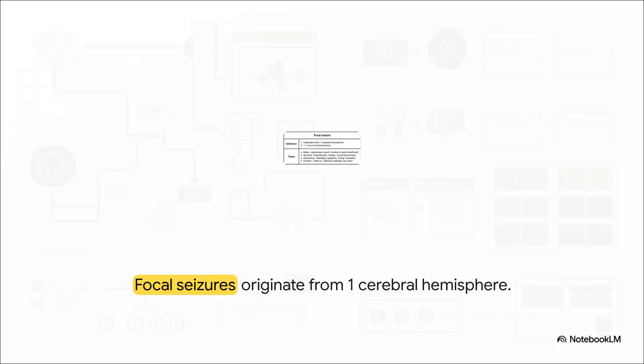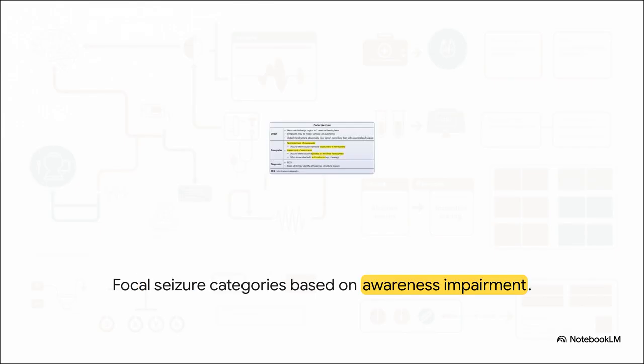Now we'll look at focal seizures. These originate from a single cerebral hemisphere. Clinically, they can present with motor signs like a Jacksonian march or head and eye deviation. But it's not just motor. They can also manifest with sensory symptoms, like paresthesias or visual phenomena. You might see autonomic signs like sweating or an epigastric rising sensation, and even psychic phenomena, like déjà vu or fear.